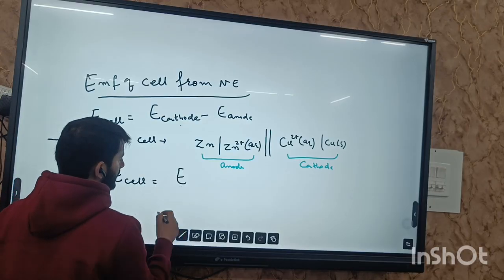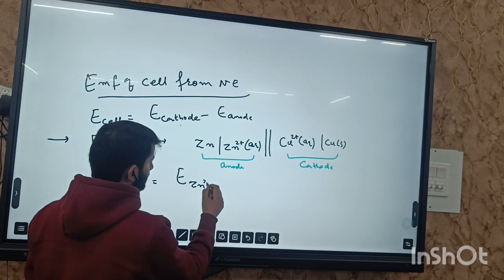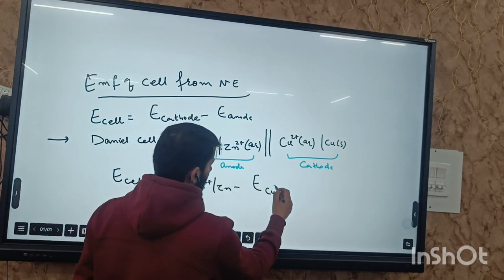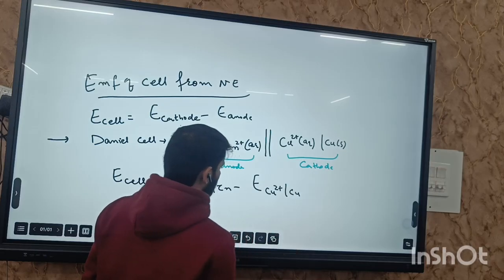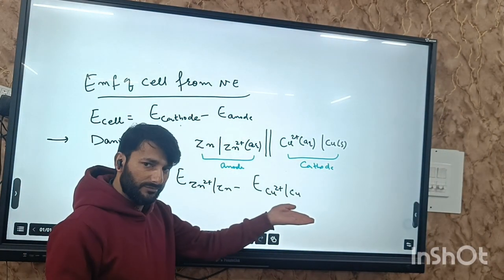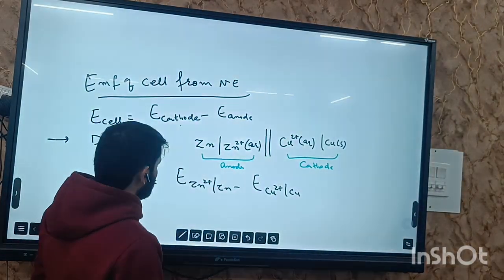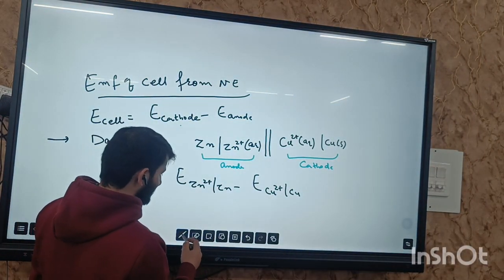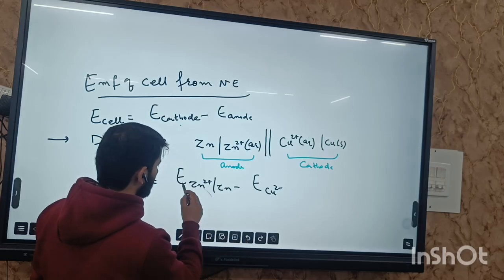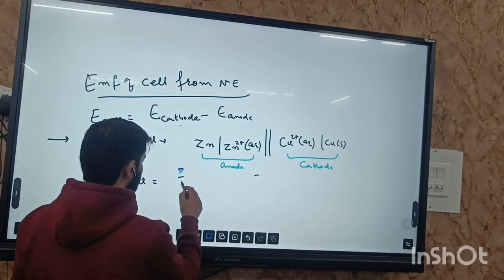It will be what? E cathode, you know that it will be E zinc 2 positive to zinc minus E copper 2 positive to copper. Okay, now using the Nernst equation, you can do these two separately. Oh yeah, there is one mistake. It should be E cathode minus E anode. So what we should do is that it is E cathode minus E anode.